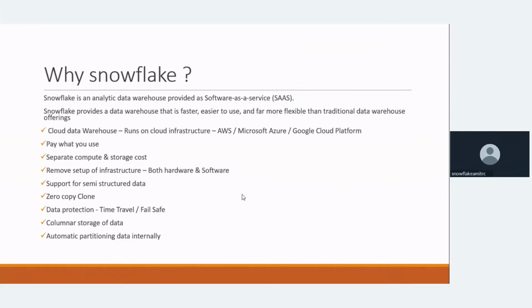Next one is the support for semi-structured data. As I discussed, it supports six types of files. First one is the CSV, that is the structured way. Second one is the JSON file. Third one is the XML. Fourth one is the Parquet. Fifth one is the Avro, and sixth one is the ORC. These six types of files we can handle here.